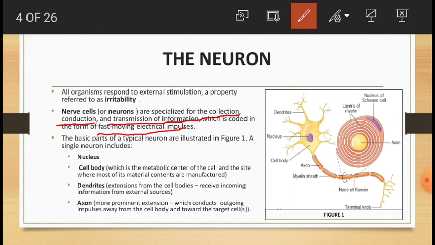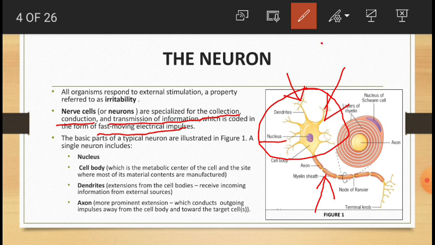Coming to the structure of the neuron, it contains a nucleus, and then there is a cell body. There are dendrites, which are short branches, and axon, which is the prominent extension. The stimulus coming from outside is collected by the dendrites, and the axon transmits this stimulus away from the cell body of the neuron. The cell body of the neuron is a metabolic center, and synthesizes most materials for the cell.